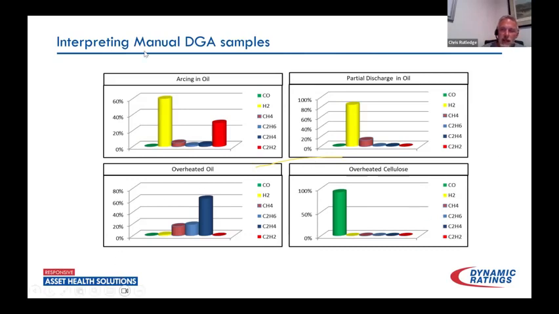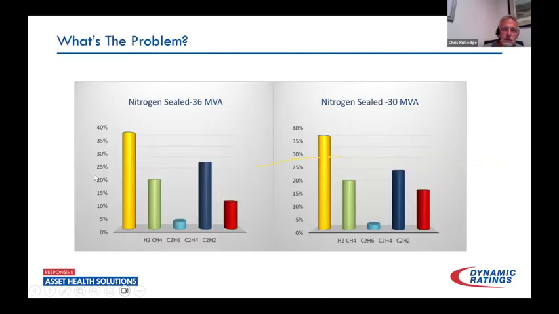So the overheated cellulose, carbon monoxide, I don't know that I necessarily agree 100%. I think a lot of this has to do with type of transformer, and we will get into that here in just a second. So we've kind of talked about our arcing signature.